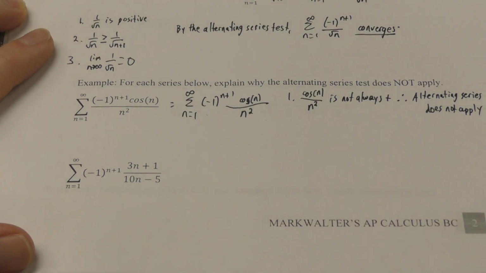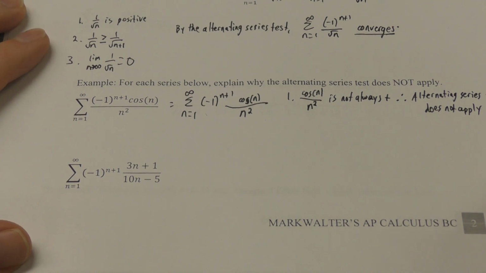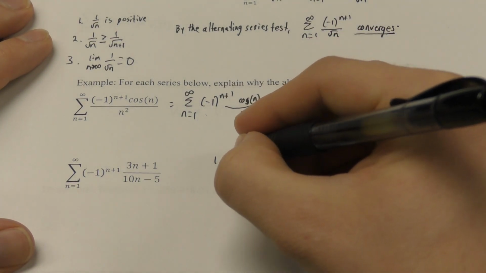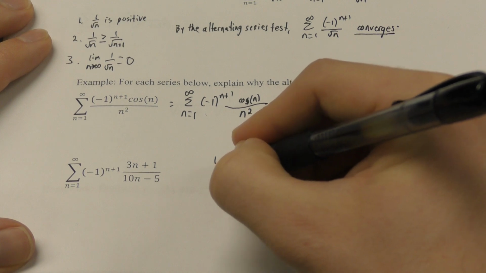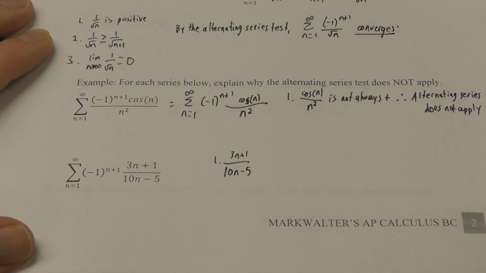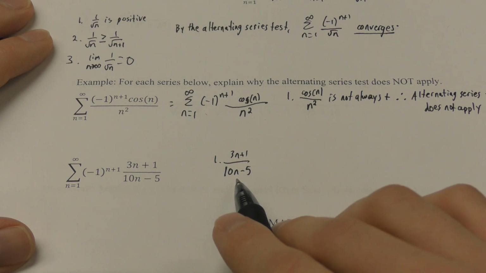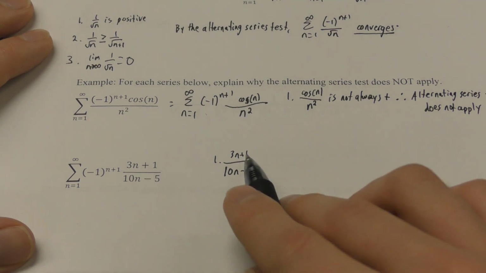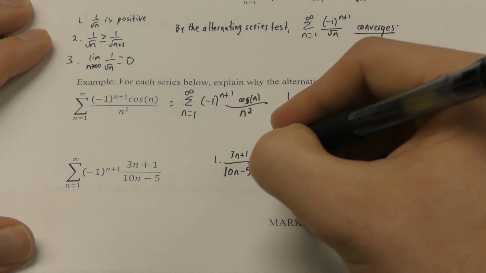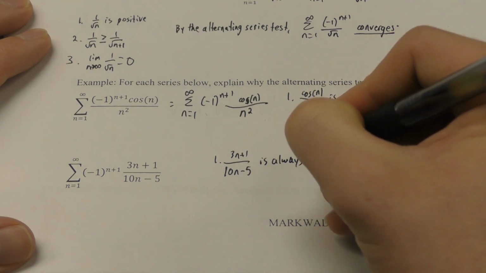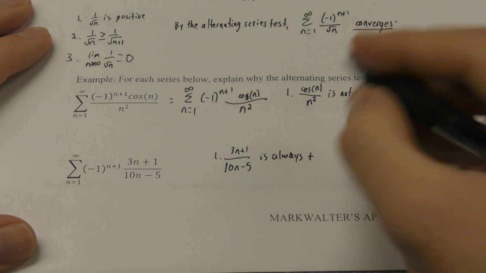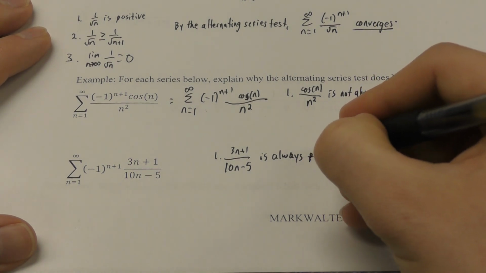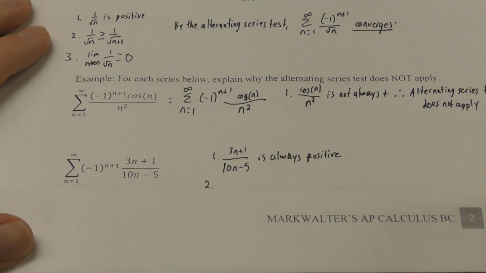All right. Let's see. I've already separated this one out. Let's see what its issue is here. 1. As n goes to infinity from 1, is 3n plus 1 over 10n minus 5 going to always be positive? 1 and 1, that'll be positive over positive. Yeah, as n grows, this is always positive. Okay. So that works. 2.